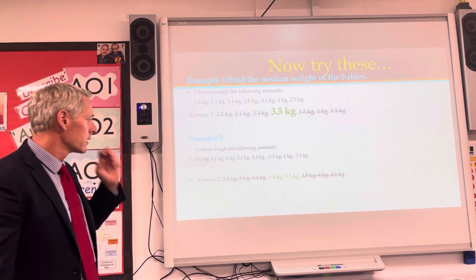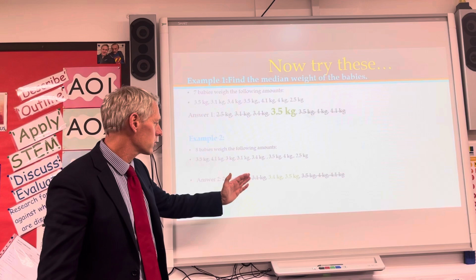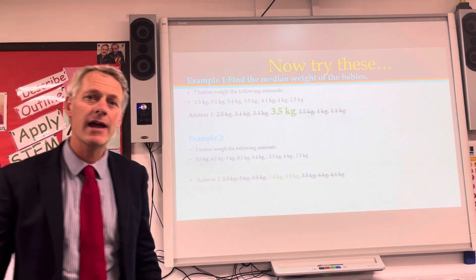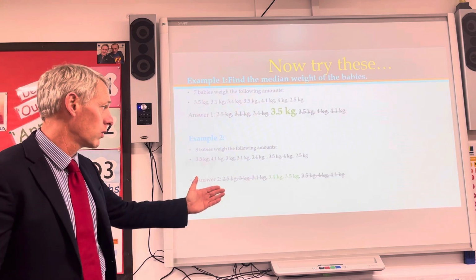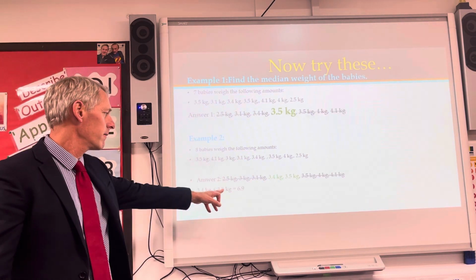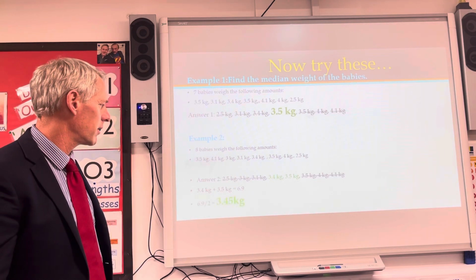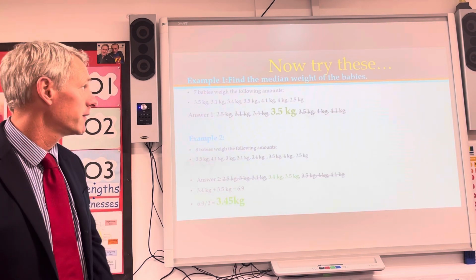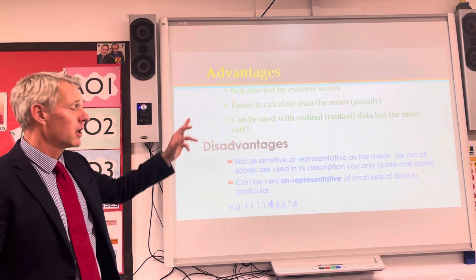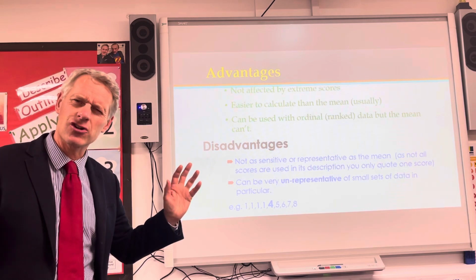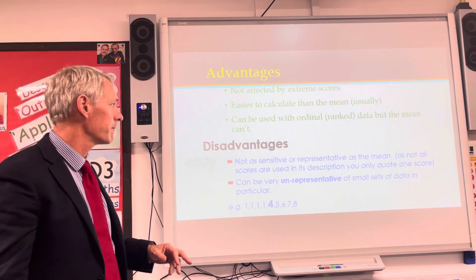Second answer, put them in rank order, cross them off, each end, in turn. We're left with 2 numbers. What we've got to do is add them together and divide by 2. 6.9 divided by 2, 3.45 kilograms. Advantages and disadvantages. We're now less affected by extreme scores. They essentially get crossed off if you think of it like that.